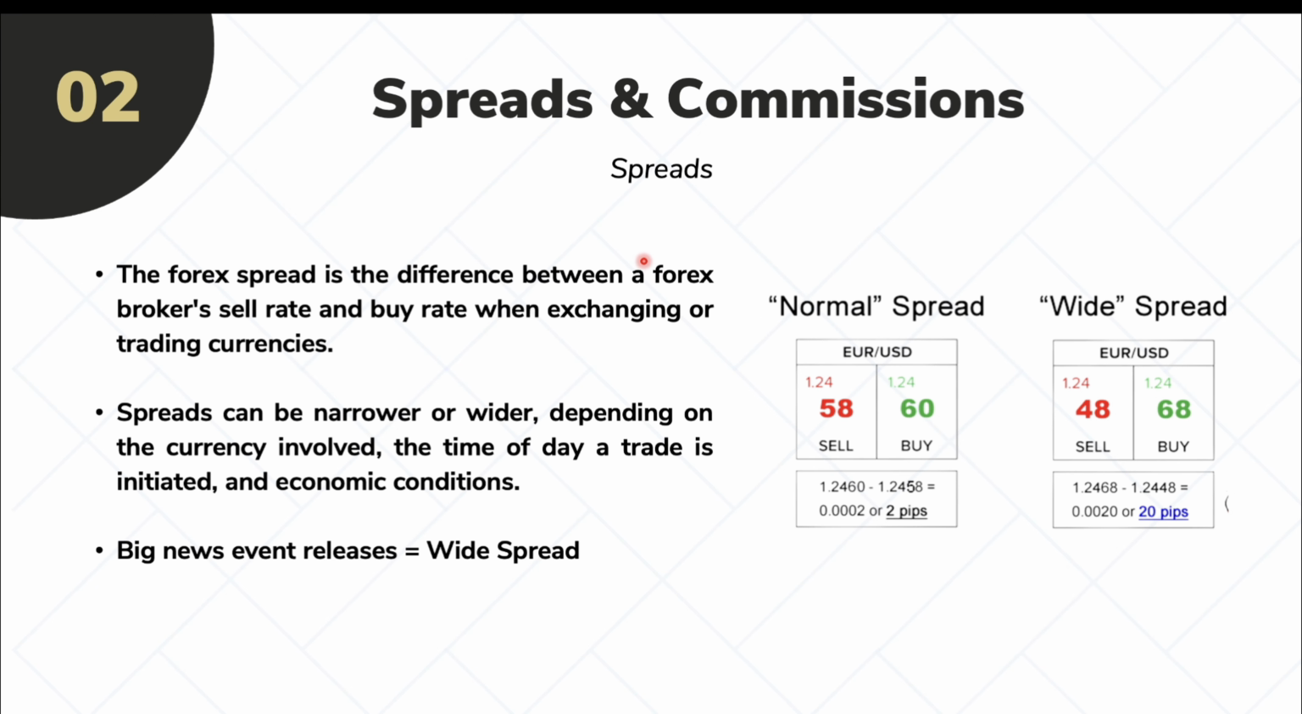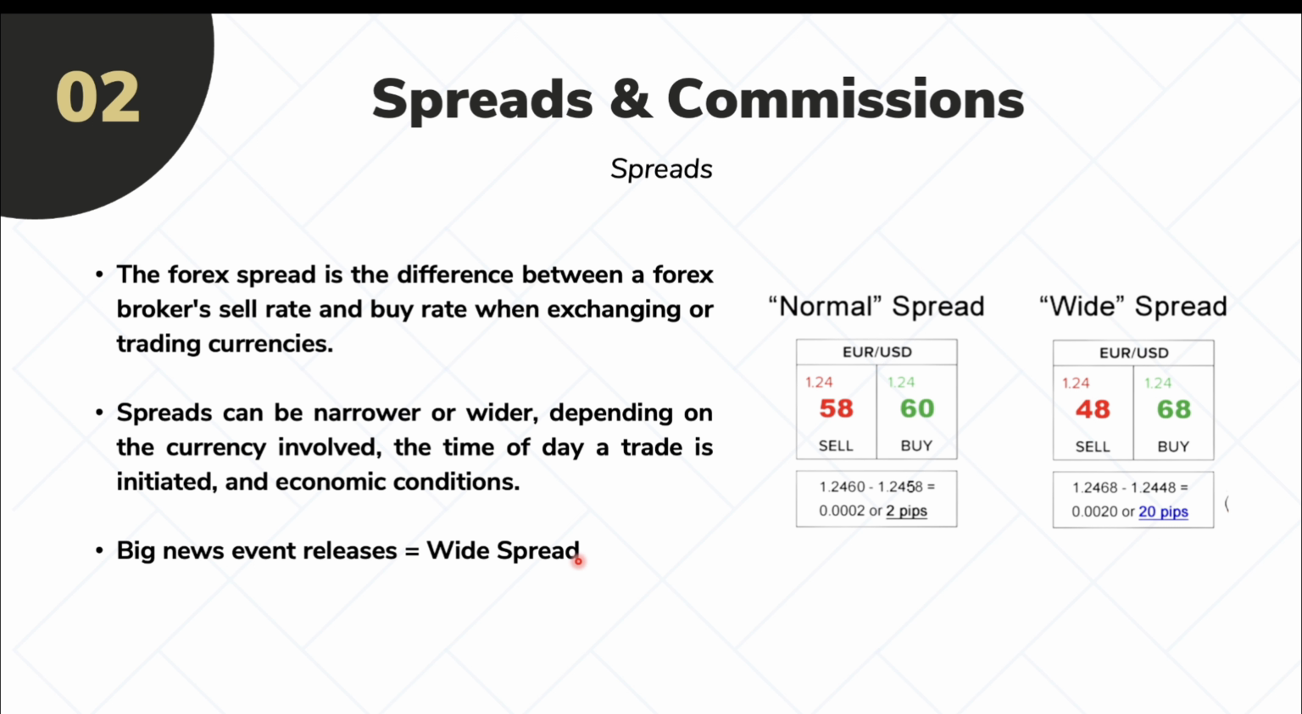Now let's talk about spreads and commissions. And this is the way brokers actually make money. First, spreads. The Forex spread is the difference between a Forex broker's sell rate and buy rate when exchanging or trading currencies. Spreads can be narrower or wider depending on the currency involved, the time of day, and economic conditions. So in general, for example, with big news events, you can expect wider spreads.